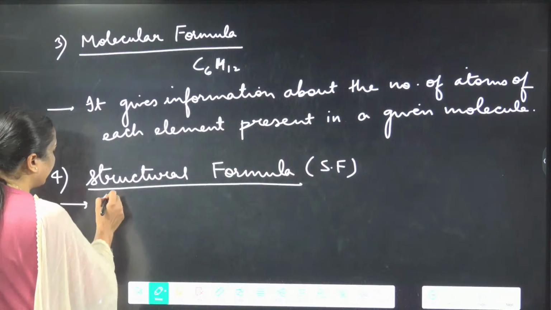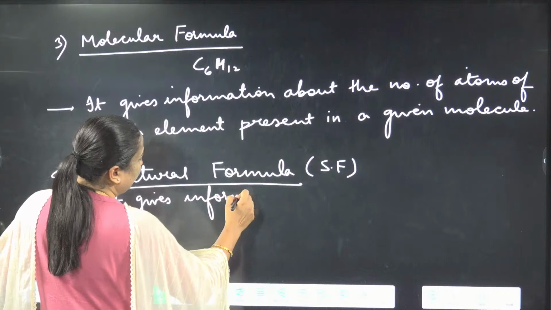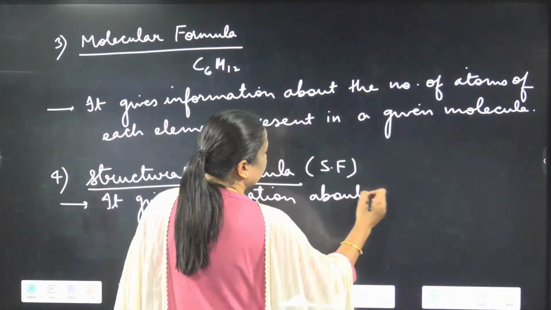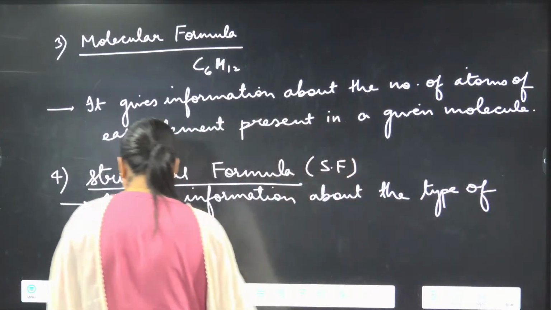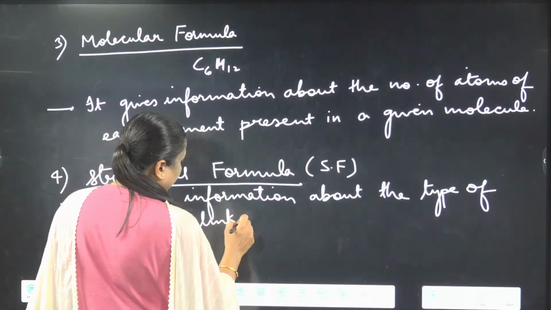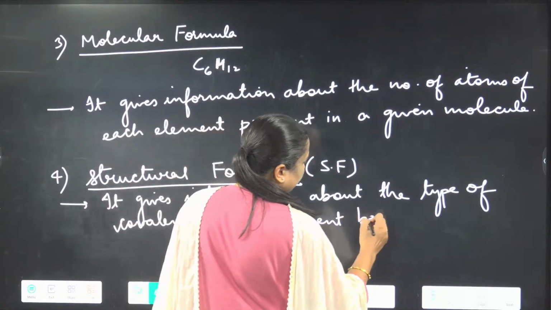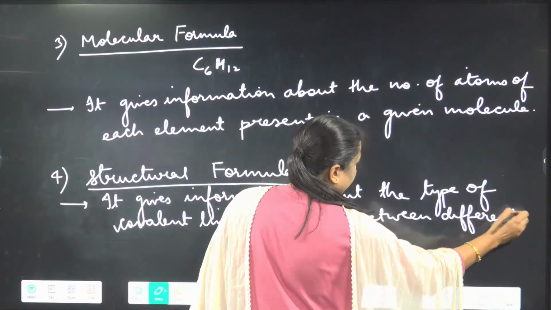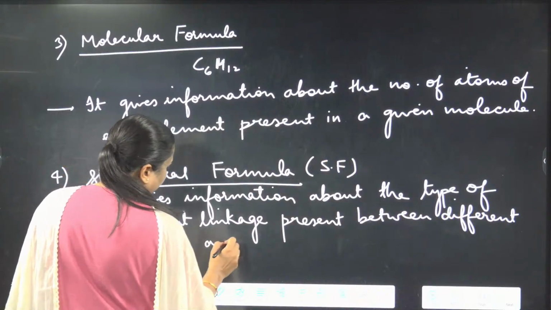So we are going to write down, it gives information about the type of covalent linkage present between different atoms in a molecule.